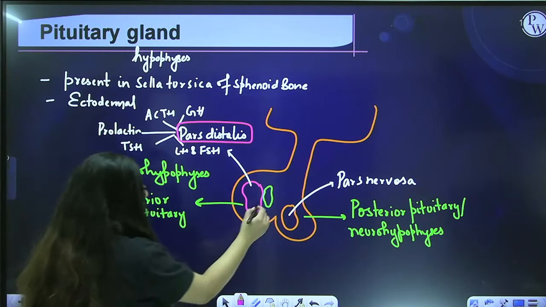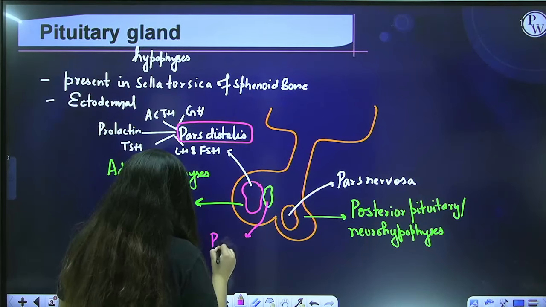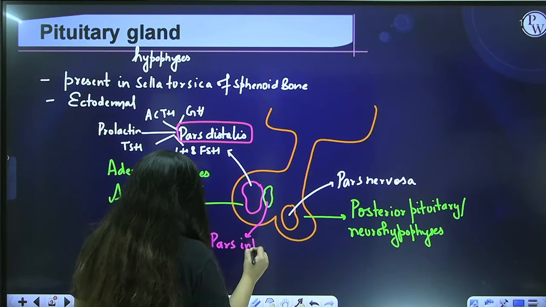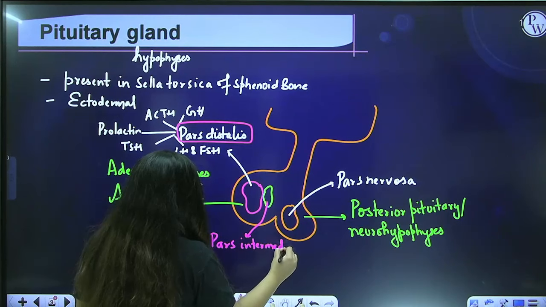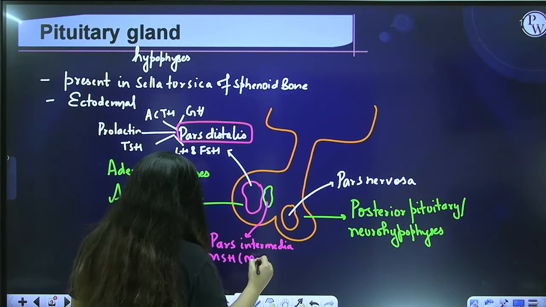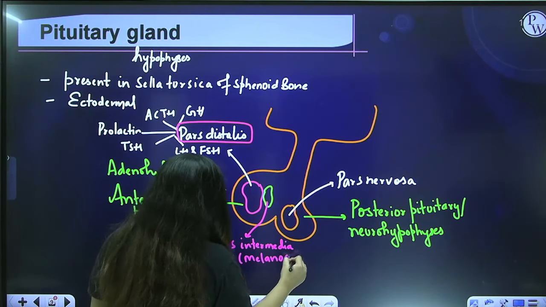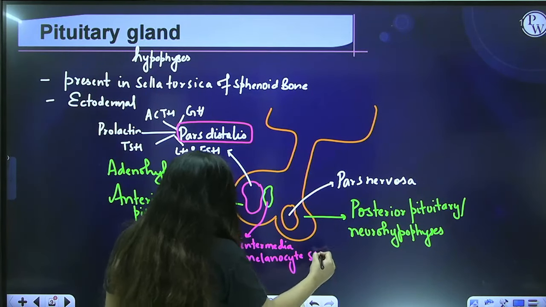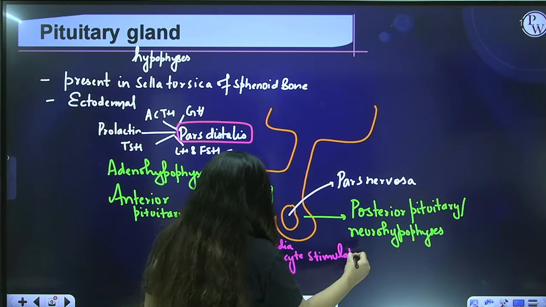Fine. Now this area, what is its name? Its name is pars intermedia. Pars intermedia is fused with the pars distalis, and it secretes the hormone MSH, melanocyte stimulating hormone. What are melanocytes? Melanocytes are these cells of your skin.